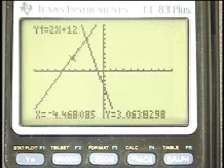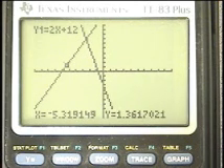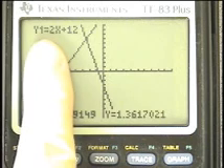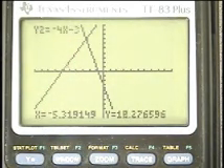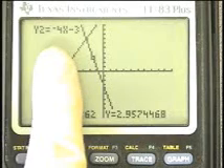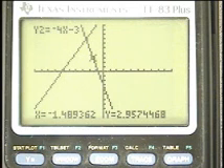See, I'm scrolling along on this line, and as I do, it changes my x and y values. Each of those pairs of x and y values represents a solution to our first equation, y equals 2x plus 12. If I press up and skip over to my other equation, now I'm on the other equation. Each one of these points represents a solution to our second equation.